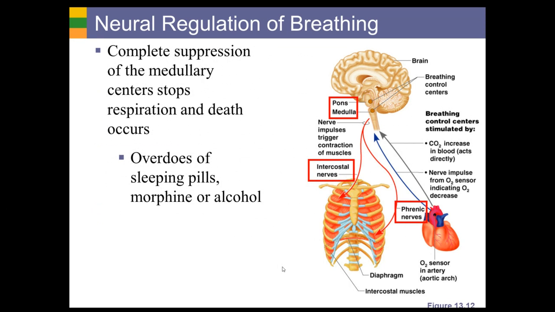Okay. Overdose of sleeping pills or morphine or too much alcohol can suppress the medulla so much that one literally dies in one's sleep because you're no longer breathing. If you ever wondered how overdoses of sleeping pills or morphine or alcohol, or together, work, that's what they do. They suppress the medulla oblongata to such an extent that respiration rate is not sufficient to drive sufficient external respiration.